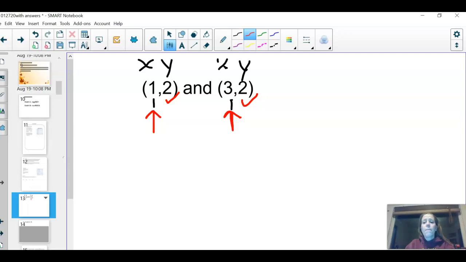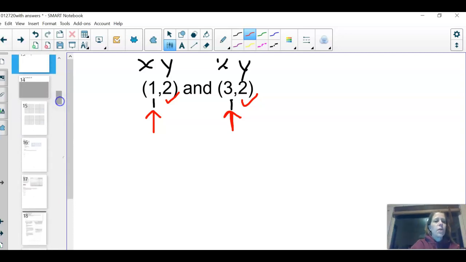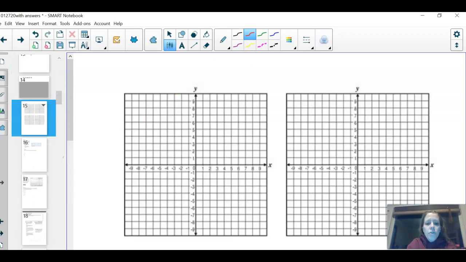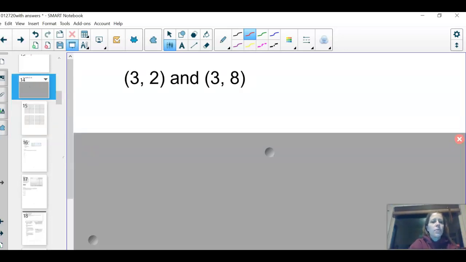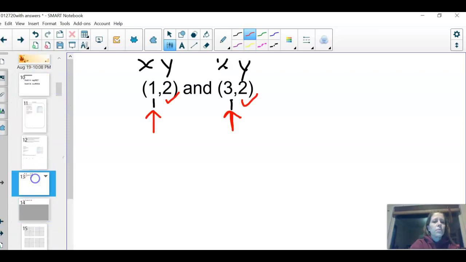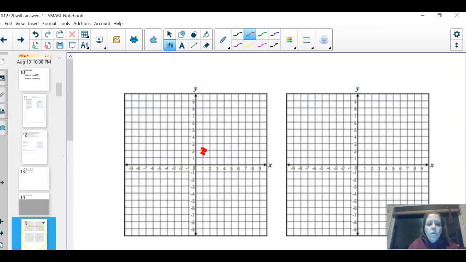They are both positive. So that means if I were to plot these points on an axis or on a graph, 1, 2 would be here. And my second number, 3, 2, would be 3 over, 2 up right there.